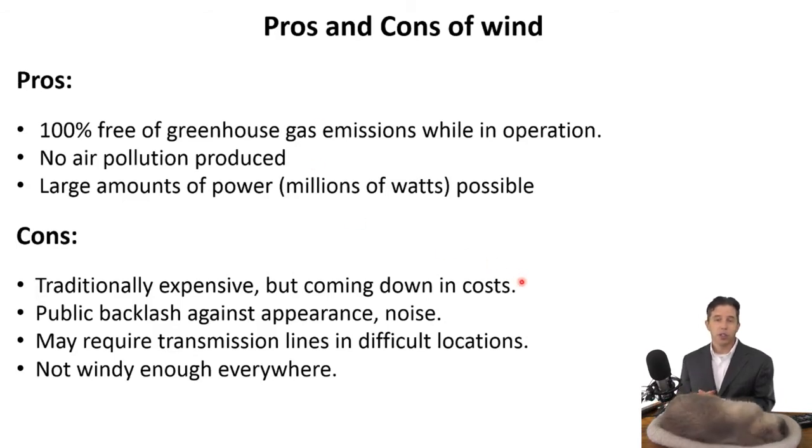Cons: they traditionally have been pretty expensive, but that's been coming down in cost. Still a public backlash against it. Some people just don't like the looks of them or whatever. Also, if you're installing windmills on top of a ridge somewhere, you've got to run power cables up there, and that can be quite expensive. And of course, you can't have windmills everywhere because it's just not windy everywhere.